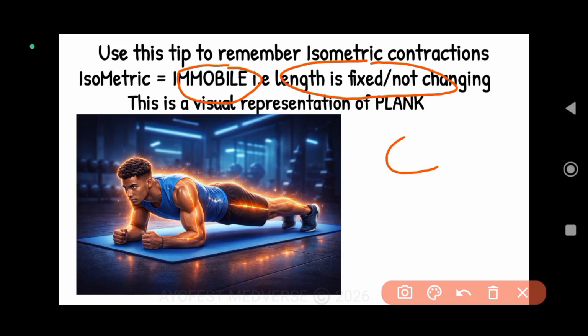So just think in summary the theory: concentric, C shape, length is changing, is shortening. For eccentric, E, straight horizontal line, length is increasing, while isometric is immobility. The length is the same, it's constant, but the tension is increasing.